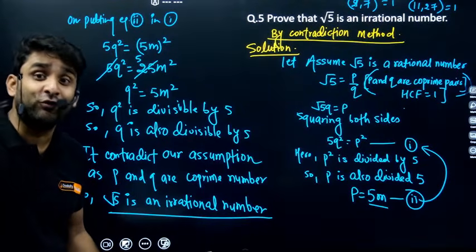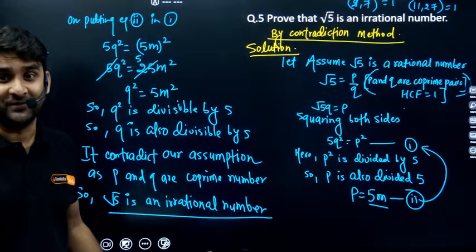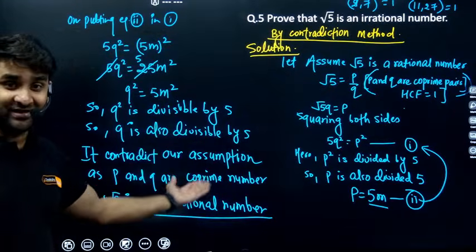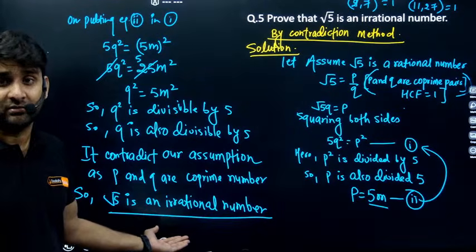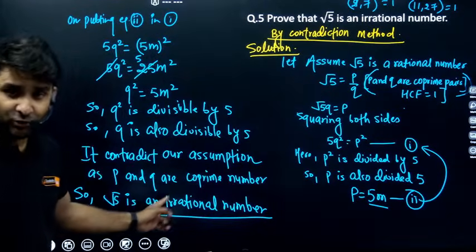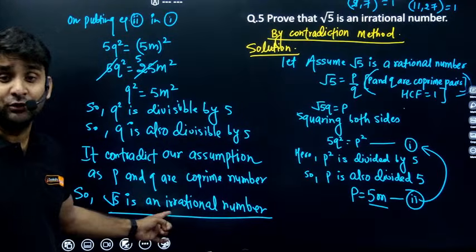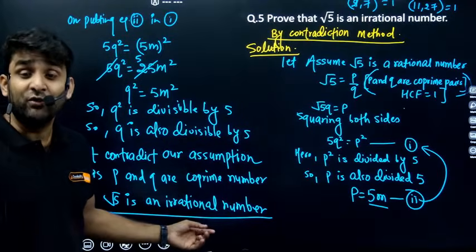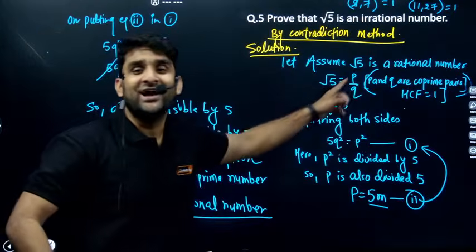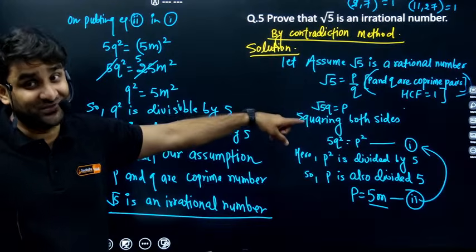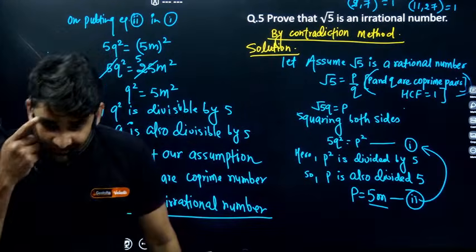So to prove root 5 is an irrational number, we have to assume root 5 is a rational number, and then some error occurs. Contradiction means error. Your assumption and your conclusion are mismatching. And why is it not matching? It means that our assumption has become wrong. And what was our assumption? Root 5 is a rational number, so it has to be irrational.